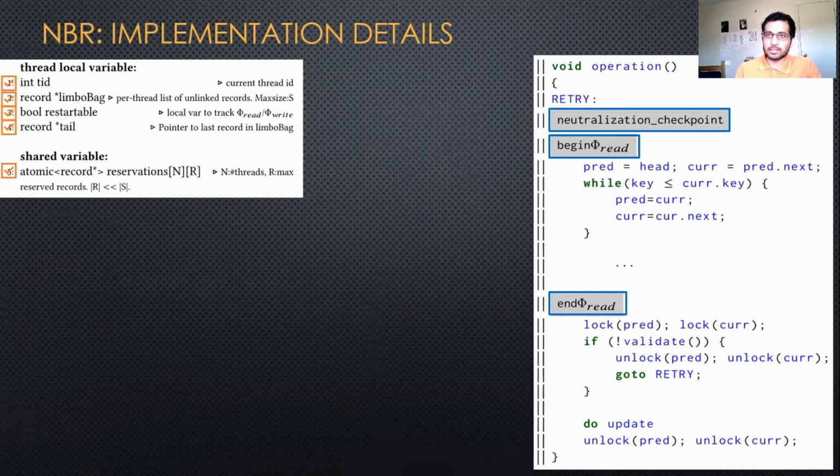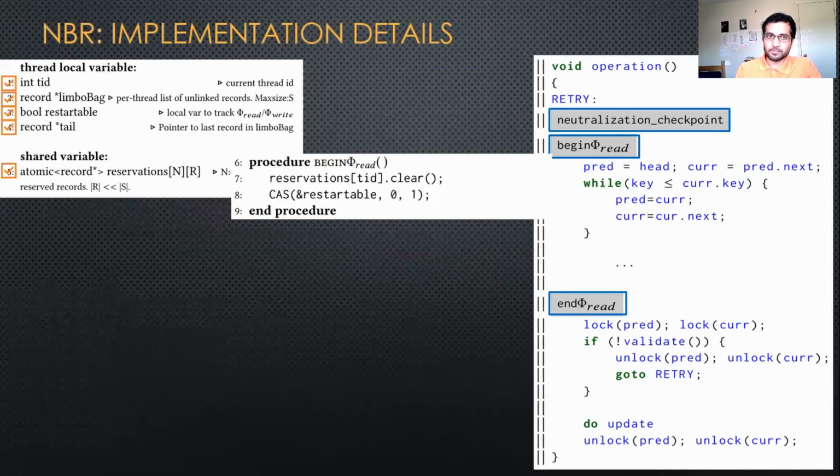Also, each thread maintains single-writer multi-reader locations where the records that need to be reserved before entering the write phase are saved, so that any thread which is trying to free the nodes could scan these reservations and skip freeing them. In the begin read phase function, you first clear your reservations from the previous operations, and then you cast restartable to true. At this point, you may ask, if restartable is a local variable, why do we need a cast? Well, that's important because we want to avoid reordering of the instructions in the read phase with the execution of the begin read function.